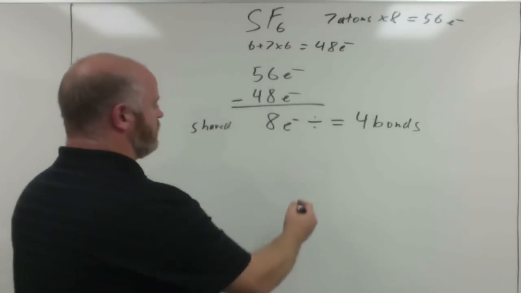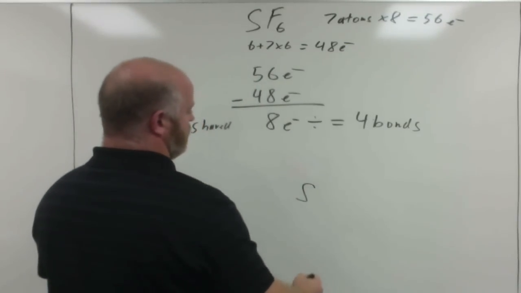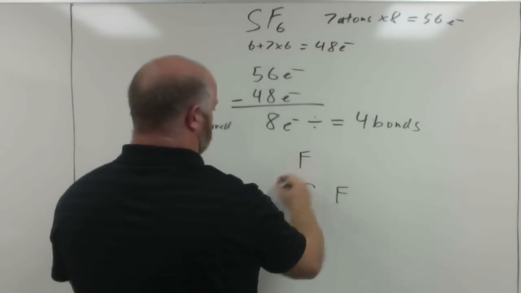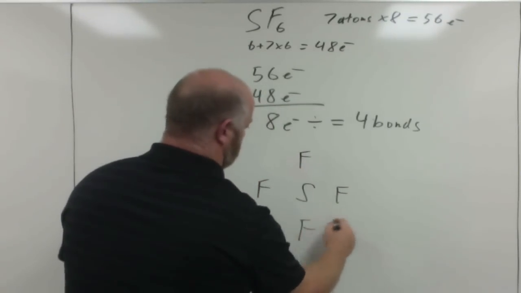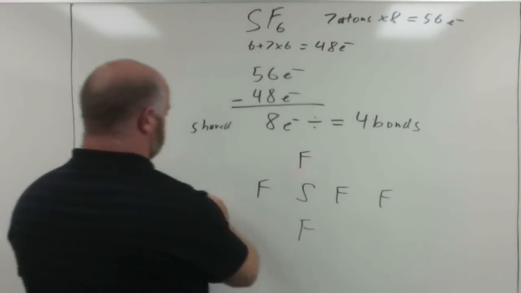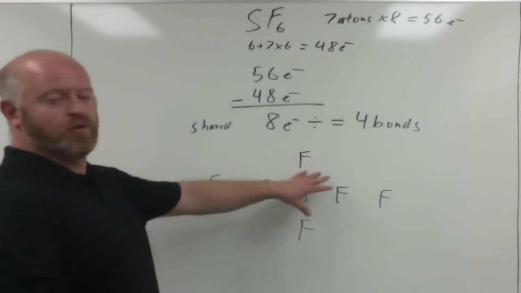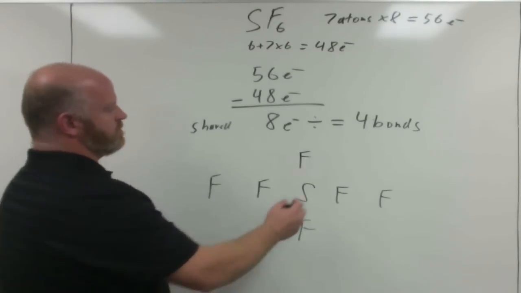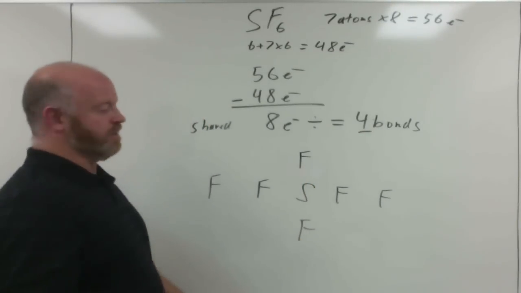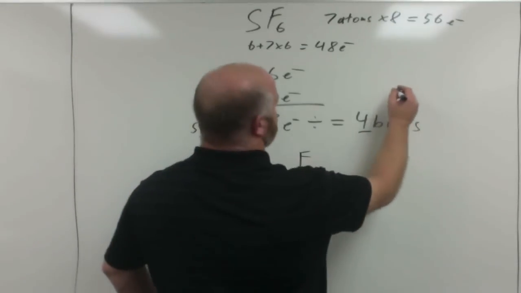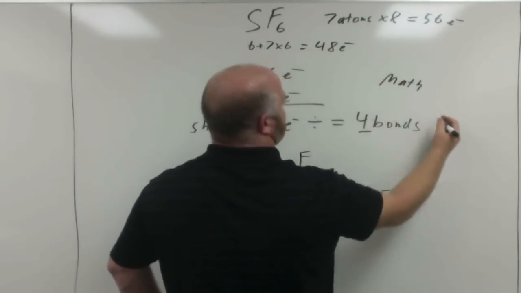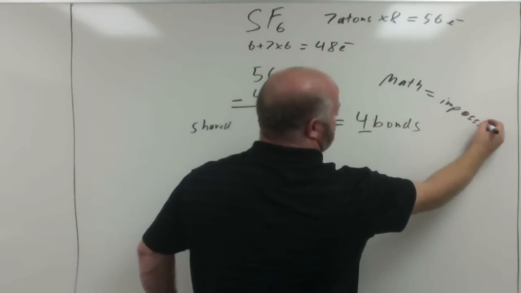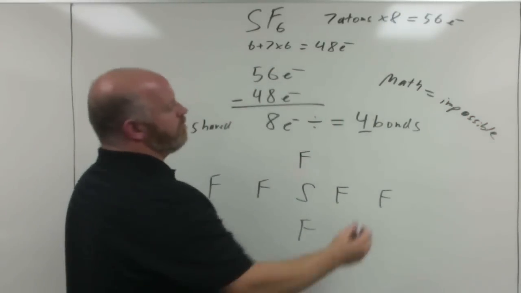Now let's take a look at that. Sulfur with 6 fluorines. No matter how you try to do this, even if you try to make the octet rule work by fluorines coming off of fluorines, which doesn't happen, there is no way that we can only do 4 bonds here. So if you do the math and you get something that's impossible, you know that you have an exception.